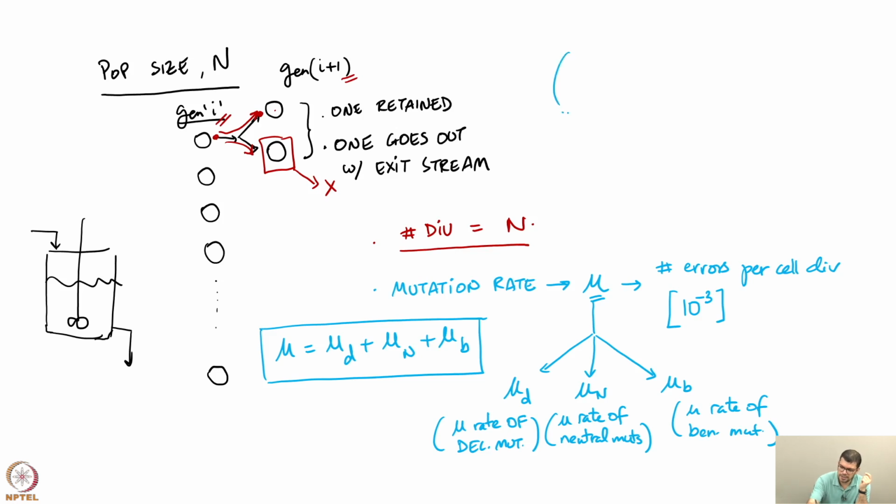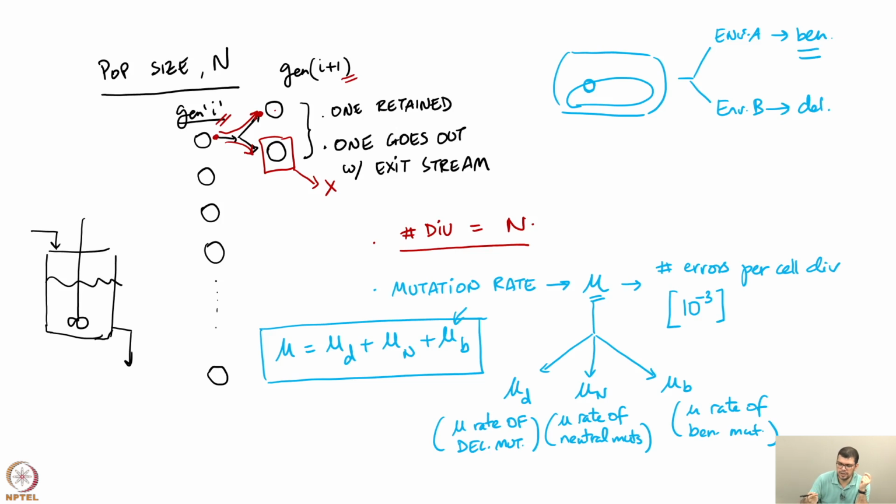So, there might be a particular mutation in E. coli, let us say this circle mutation, this circle mutation in environment A is a beneficial mutation, but the same mutation in environment B can be a deleterious mutation. So, its contribution will count towards mu B if I'm doing this analysis in environment A, but its contribution will count towards mu D if I'm doing the same analysis in environment B. So, these things are context dependent, and the environment has to be taken into account when we are doing this sort of analysis.